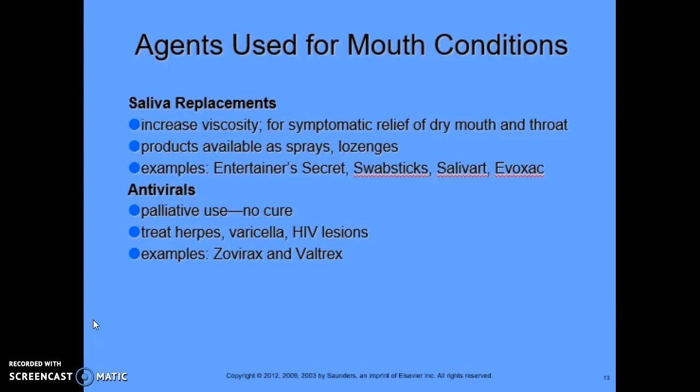Let's talk about antivirals used for mouth conditions. These are used for palliative use only. They do not cure. They're used to treat herpes, varicella, or HIV lesions. And an example might be Valtrex.